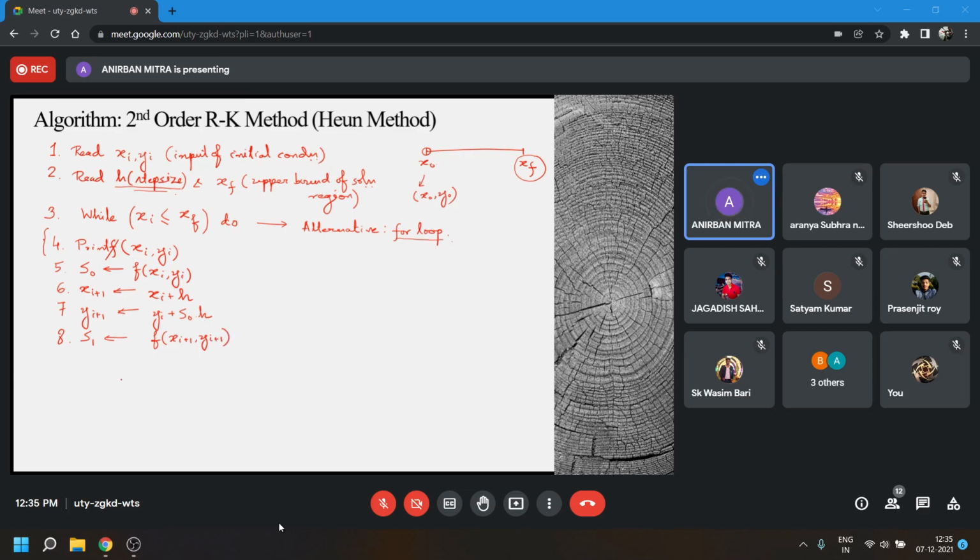Now we have got two different slopes, s0 and s1. We'll calculate s average, which is the average of the two. In the next step, we calculate the approximation. That is, yi plus 1 would be equal to yi plus h into the average slope, which we have obtained here.